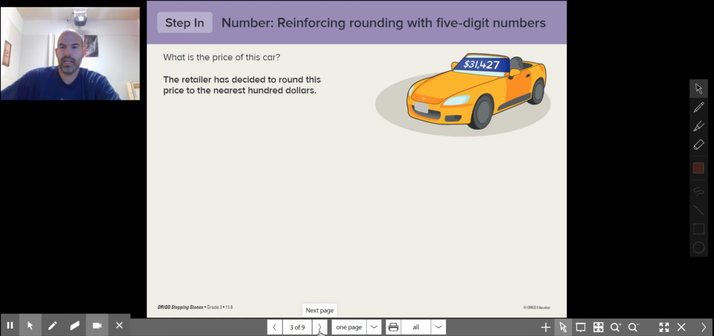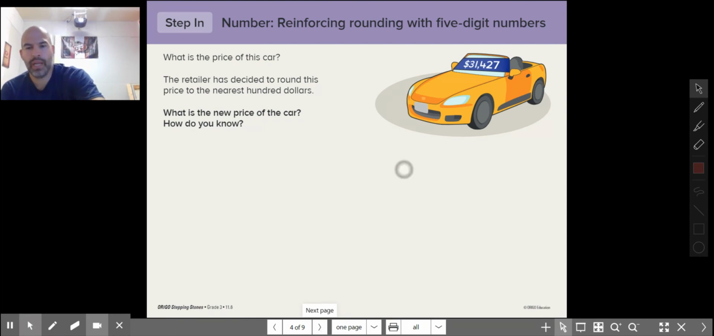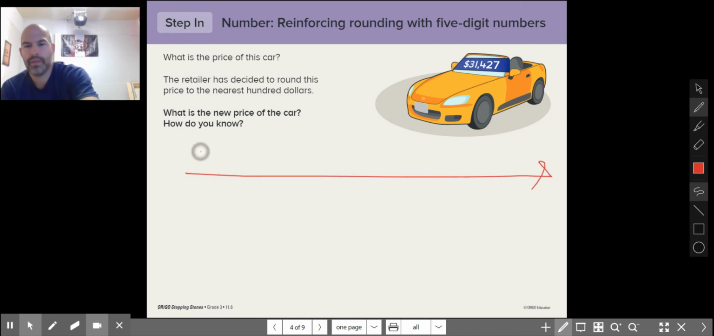$31,427. The retailer has decided to round this price to the nearest $100. If we were to do that, what is the new price of the car and how do you know? So first of all, let me draw a number line right here.